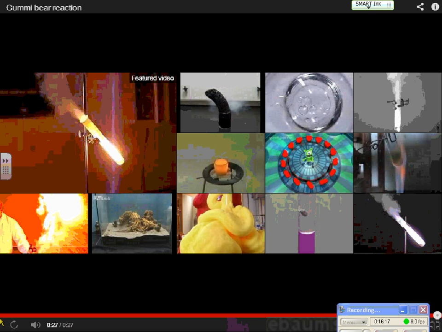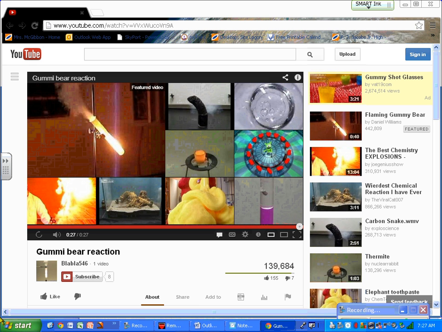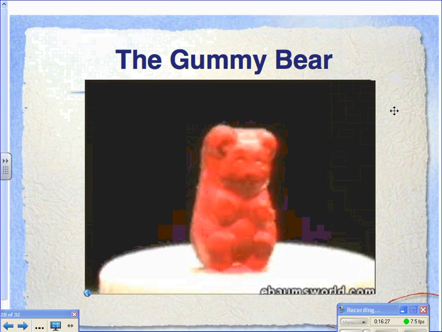Whoa, that was crazy. All right, take a moment to jot down your description of what just went on there on your outline for your notes. Okay, describe what happened to the gummy bear, and is this a physical or a chemical change, and what were some of the observations that led you to that determination of physical or chemical change.